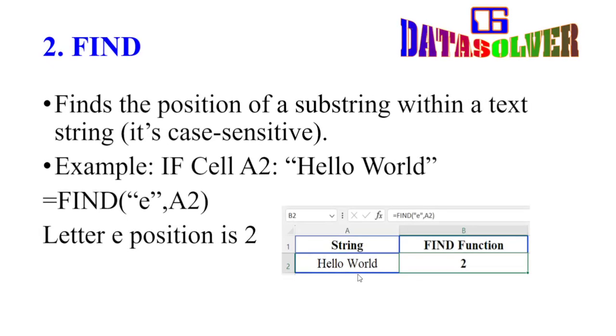The next slide is the FIND function. The FIND function finds the position of a substring within a text string, and it is case sensitive. Just remember that. So what we mean by case sensitive: if you are looking for a lowercase e in this particular function in B2, it is going to display an error, because it's case sensitive, and e and capital E are not the same thing. So the position of E in A2, where we have Hello World, is number 2. If you count, H is 1 and E is 2. So that's our FIND function.